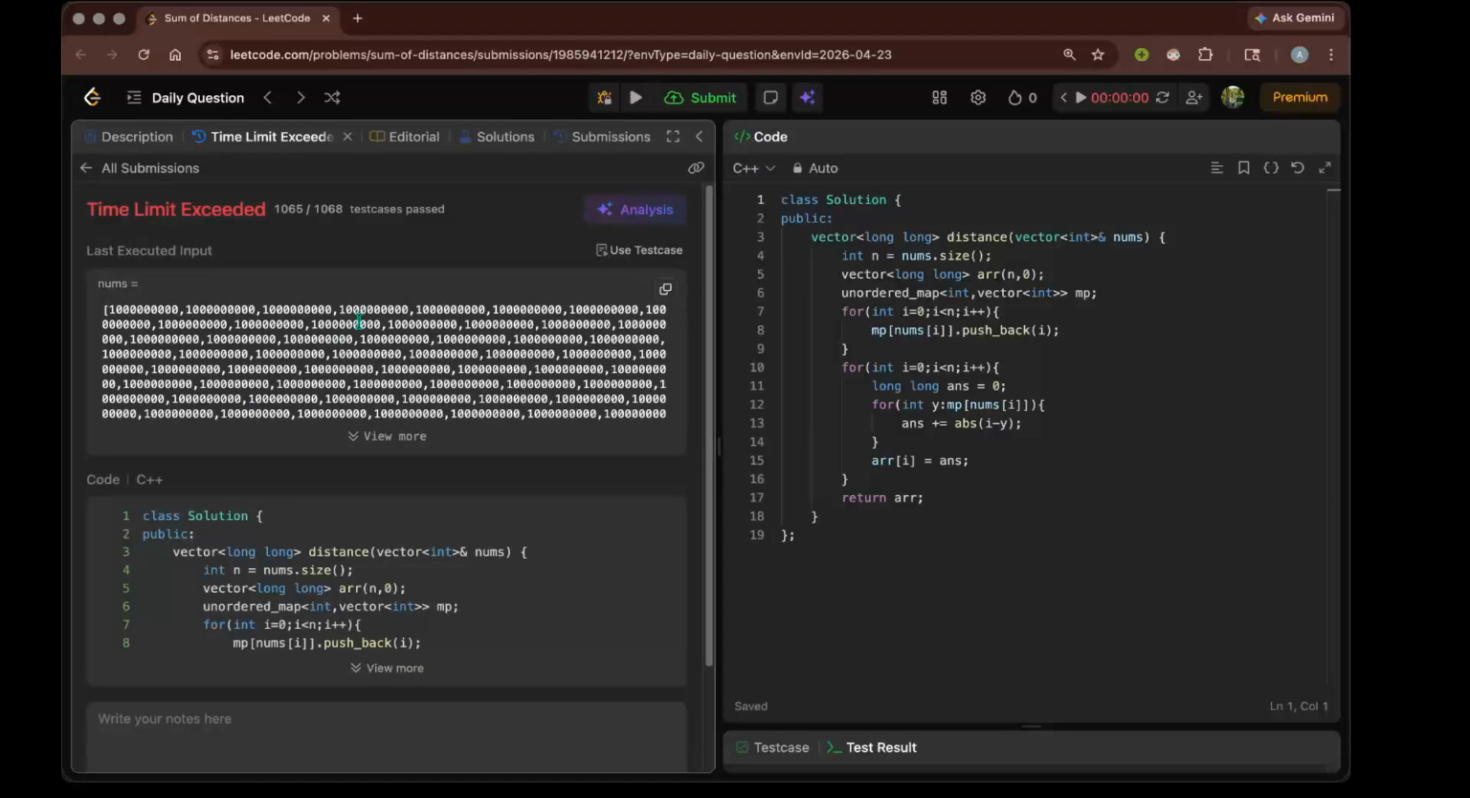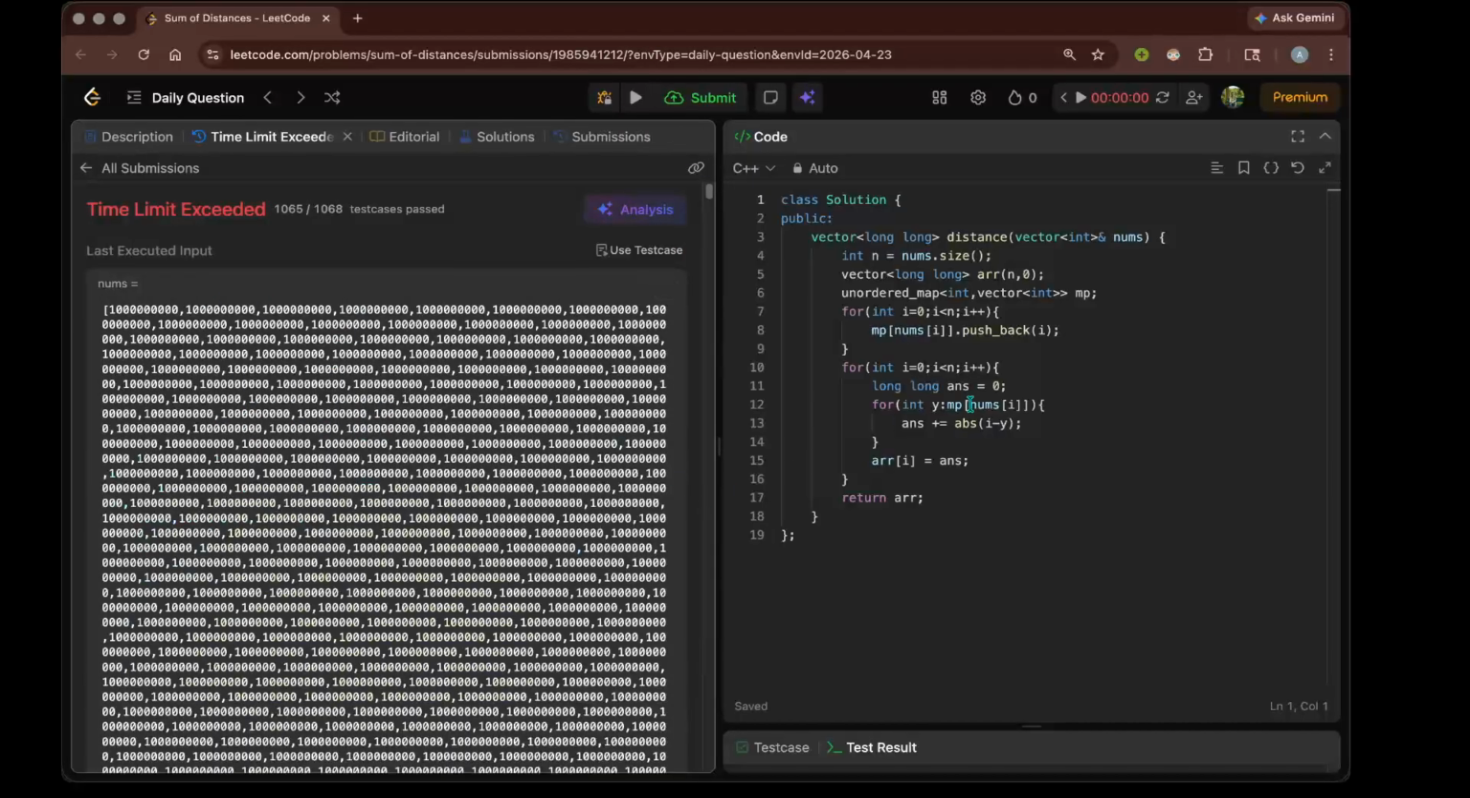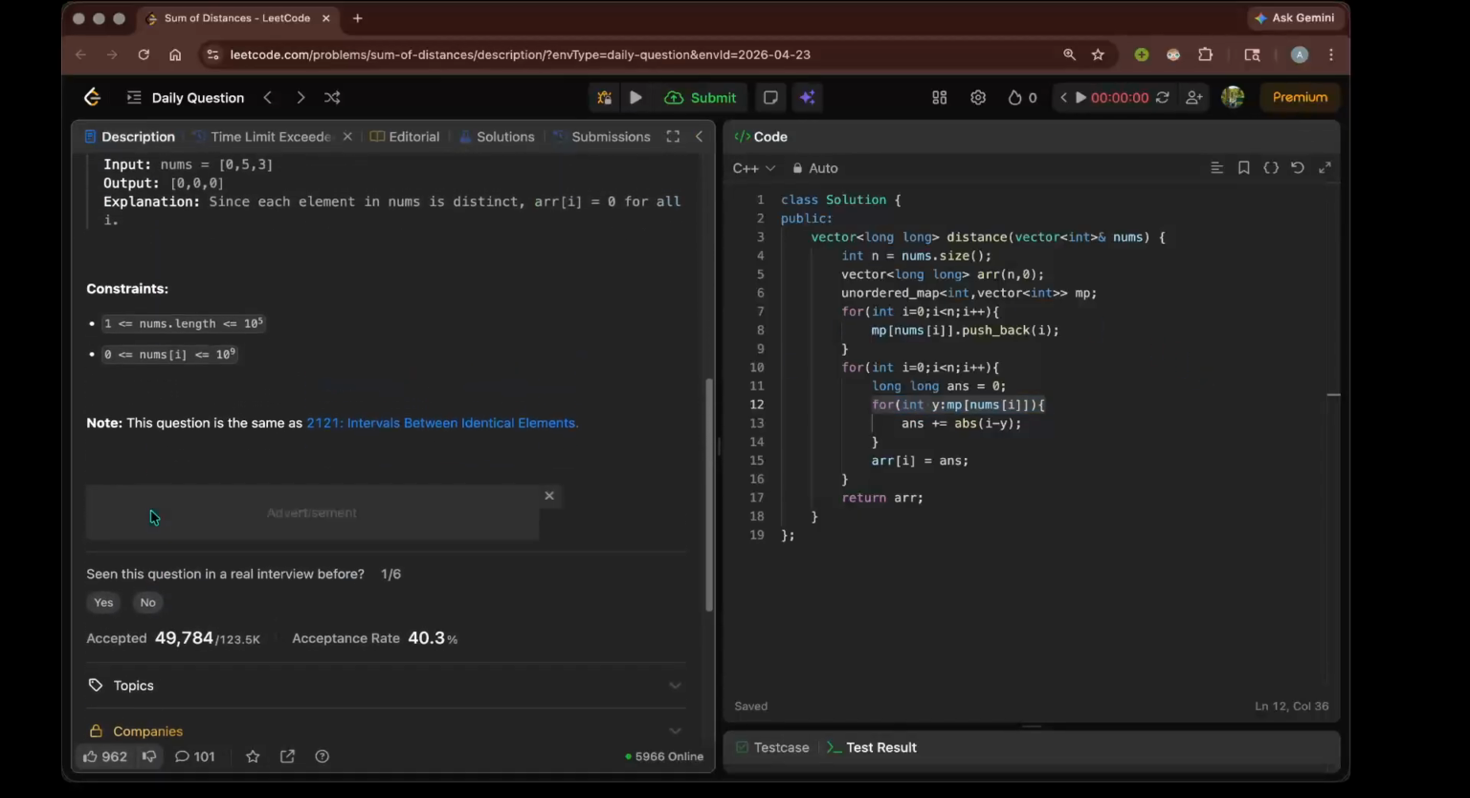Yeah, so it showed a TLE because obviously if all elements are the same, then the size of the map would be n. And so we are moving n times through each element, and obviously we are moving here also n times. So it would be a TLE because 10 to the power 5 into 10 to the power 5 is 10 to the power 10, which is not feasible for our constraints.